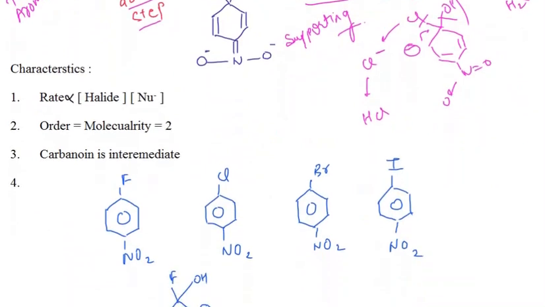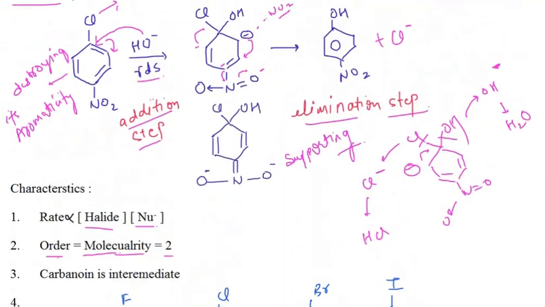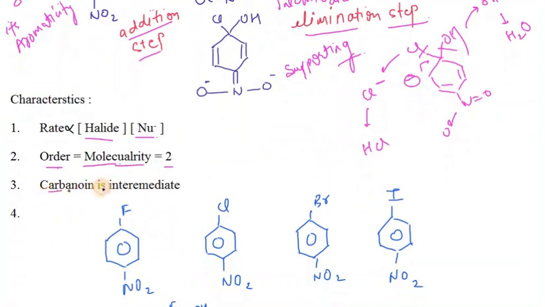Now if we see the characteristics of the reaction, the rate is directly proportional to the concentration of the halide as well as the concentration of the nucleophile. So here it is second order, and the first step is also an elementary step. In an elementary step, order equals molecularity, that is 2. So this is the RDS, and both concentrations matter, so that's why it is a second order reaction. Now this is the intermediate of the reaction, and the intermediate is the carbanion.